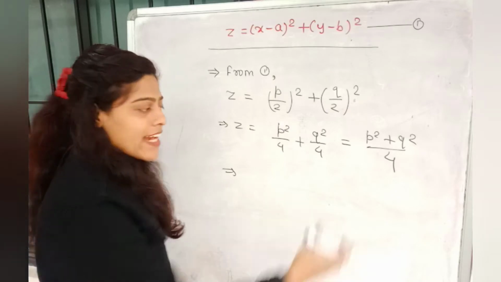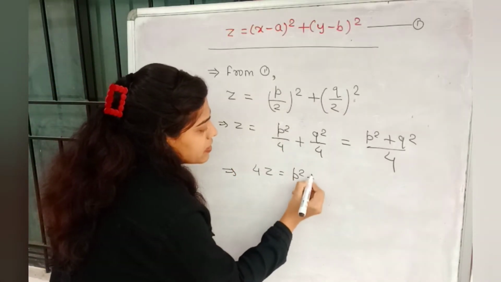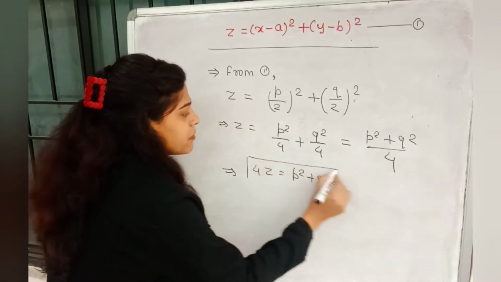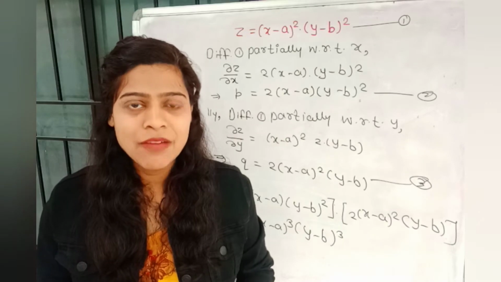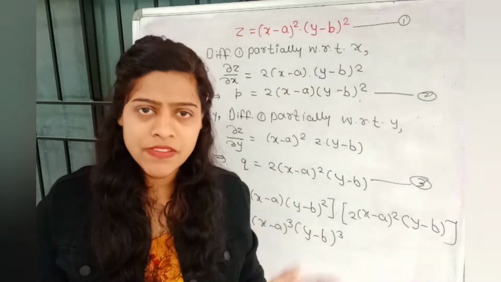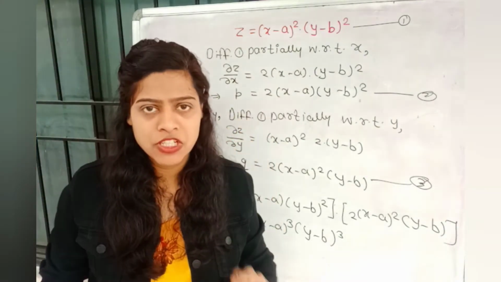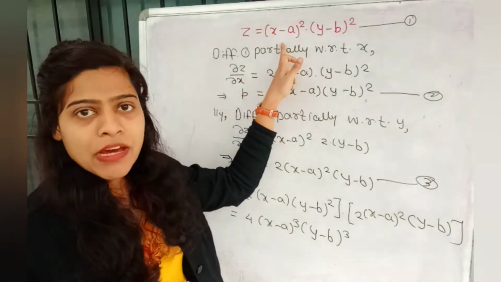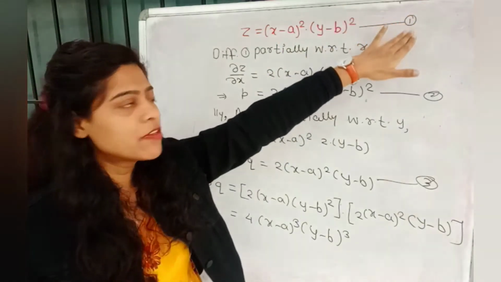So, which implies that, taking this 4 on the LHS, 4z is equal to p square plus q square, which is nothing but our required partial differential equation. Now consider the next example. This example is the same as the previous one, but here we have only changed one sign, that is multiplication. Consider z is equal to (x minus a) whole square into (y minus b) whole square. We denote this example as equation number 1.